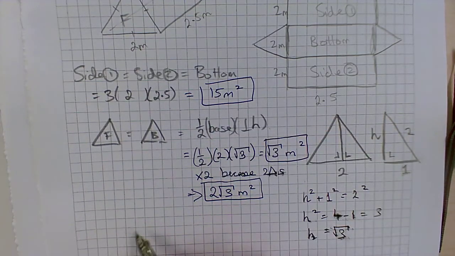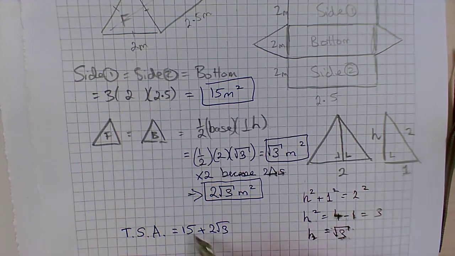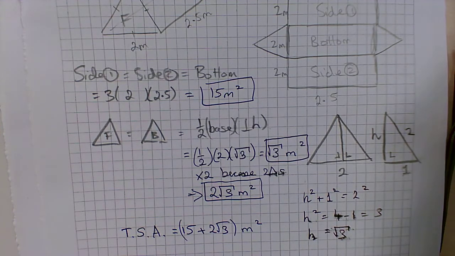And my total surface area, let's start to use this abbreviation now. Total surface area is going to be 15 plus 2 root 3 meters squared. And you can leave it like that unless the question asks you to do anything different. So let's just check. Correct to one place of decimals.